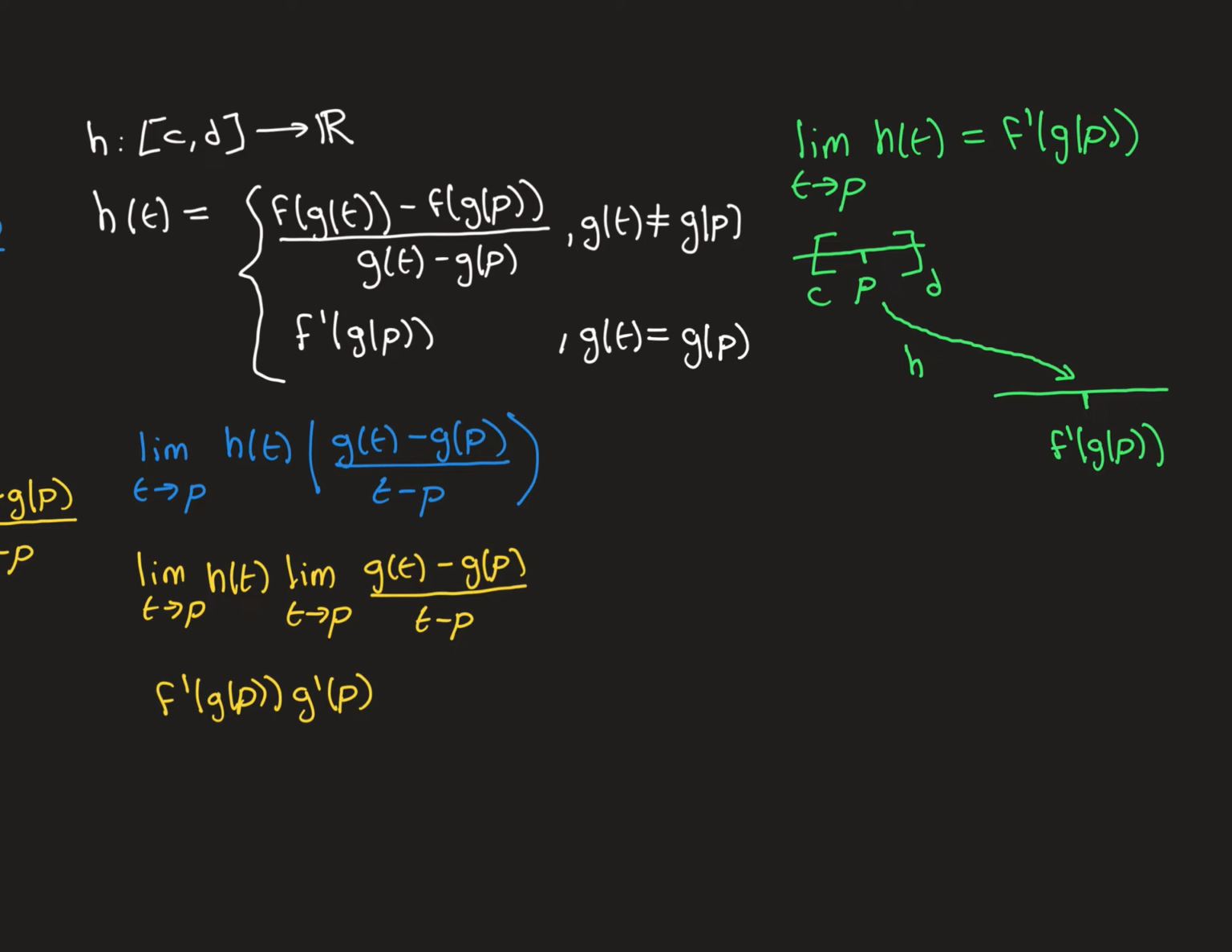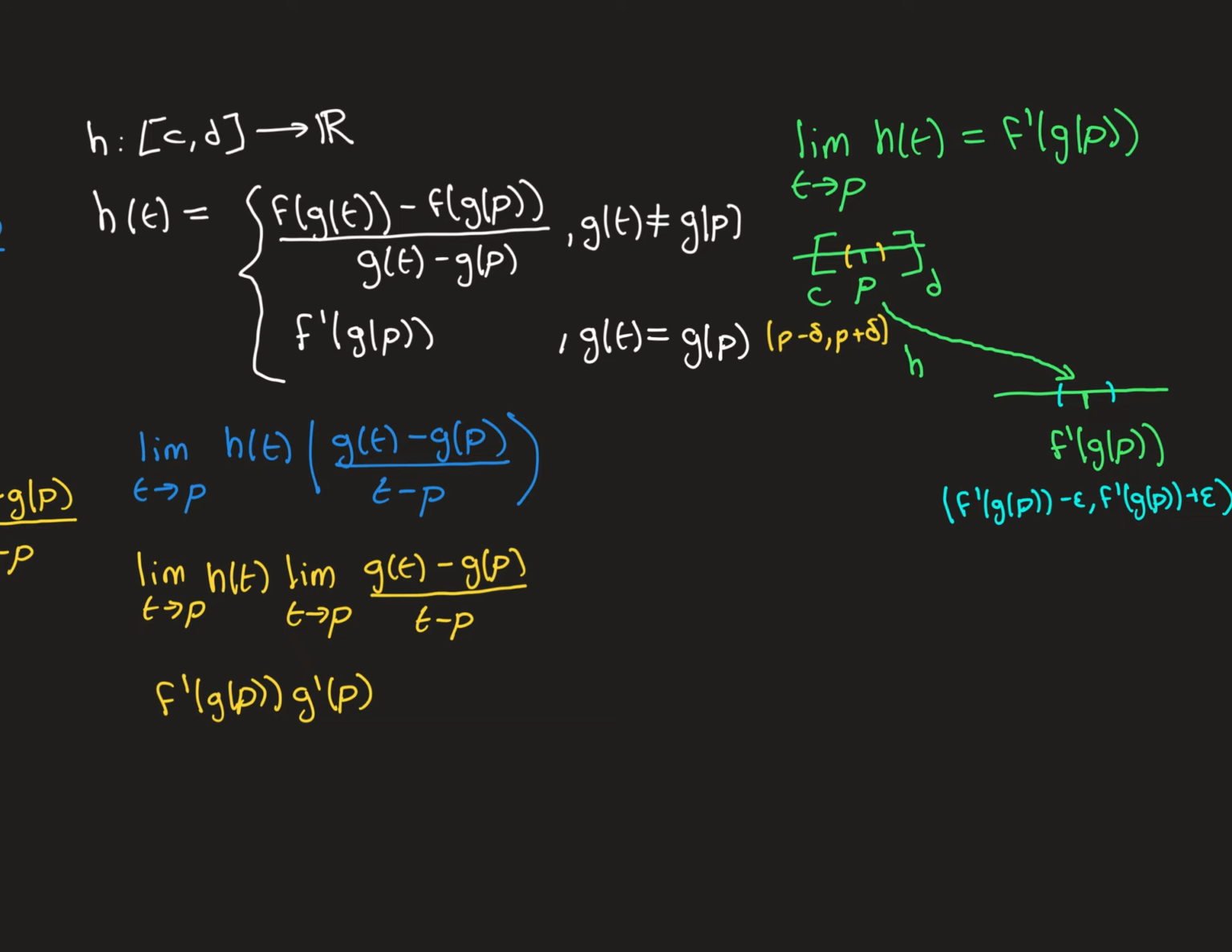Well, to help us, I've started to draw a picture here. So here is our domain for the function h, which is the interval cd. Here is our point p. The point p is then being mapped onto this value f prime of g of p. We know that because p satisfies this criterion here: g of p is equal to g of p, therefore h of p is this value. And now what we want to show is that the limit as t approaches p of h of t is also equal to this value.